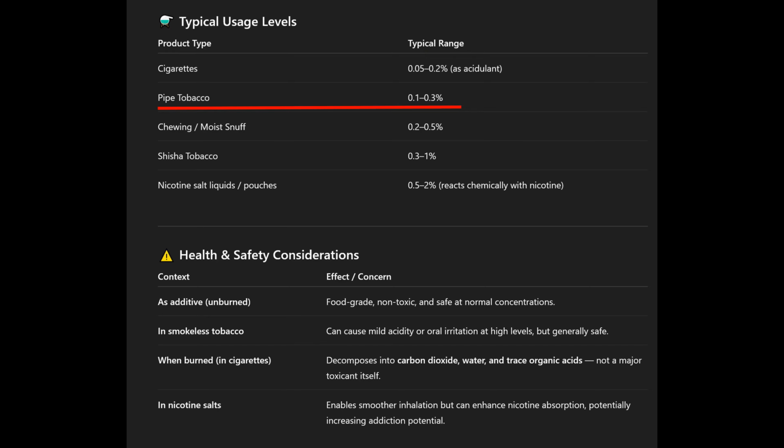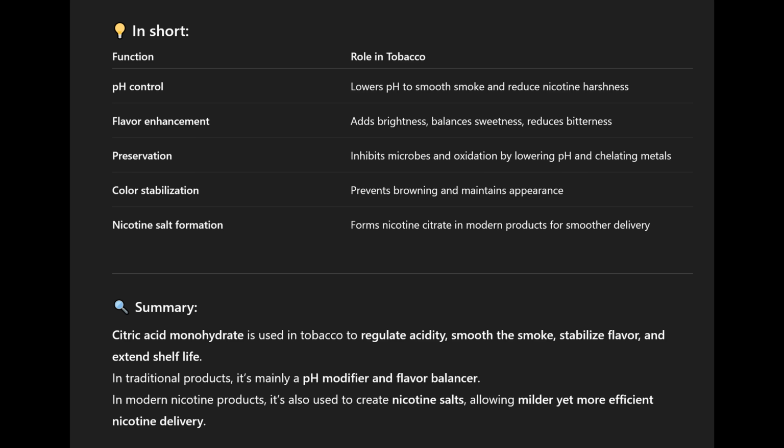Okay, 0.1 to 0.3%. And further. In short, what is its function and its role in tobacco? Is to regulate acidity, smooth the smoke, stabilize flavor, and extend shelf life. All of these are important for us pipe smokers. So that is it for citric acid monohydrate.